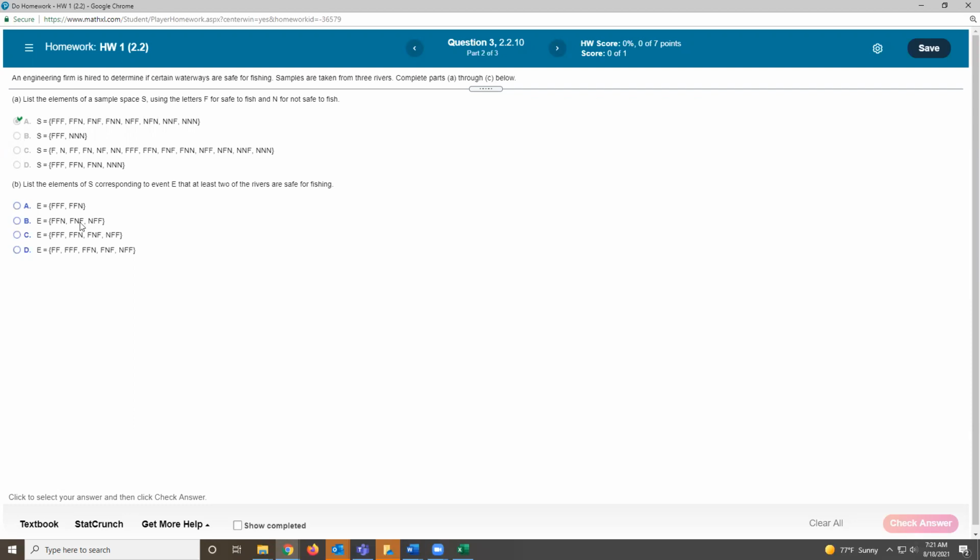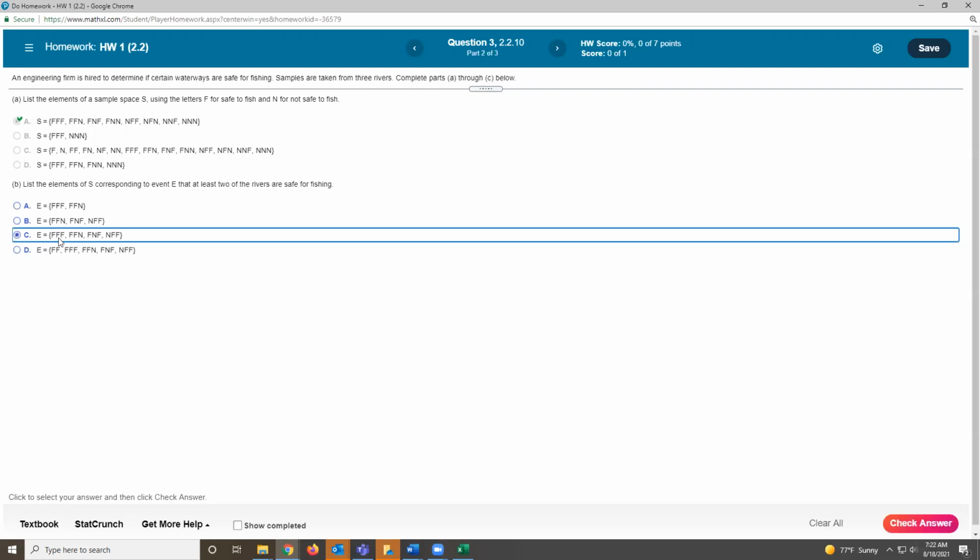So for example, it doesn't contain FFF. And FFF is also an event which has at least 2 Fs. At least 2 means 2 or 3. So let's look at this one. FFF has at least 2, FFN, FNF, and NFF. So that is everything, because all the points have at least 2 Fs, and there are no more points which satisfy the condition. This D is out because FF is an invalid point. Every point should be a triplet here.